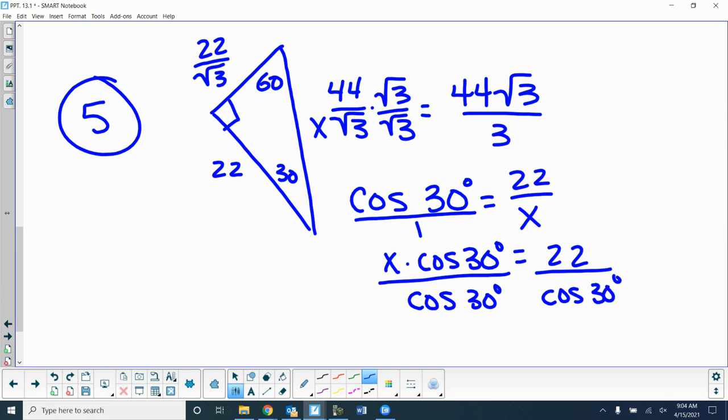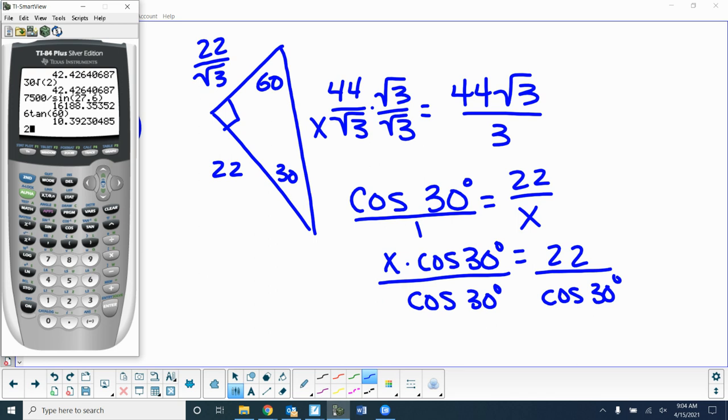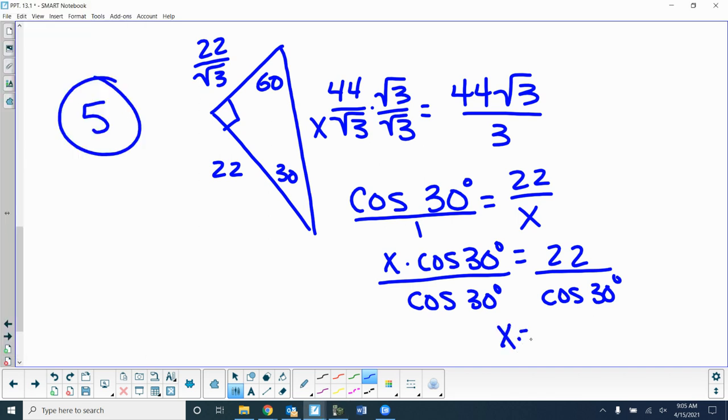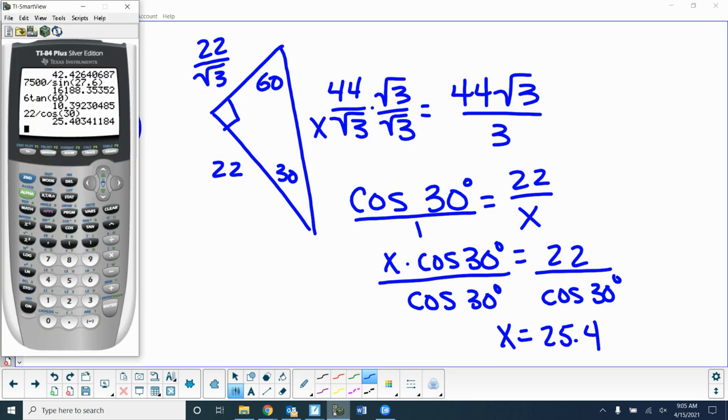Okay, and that's not wrong. That's what they were asking you. But like I said, I prefer doing it the other way. 25.4. So if you got 25.4, you did it correctly. What's 44 radical 3, or what's 44 divided by the square root of 3? Same thing, right? Questions?